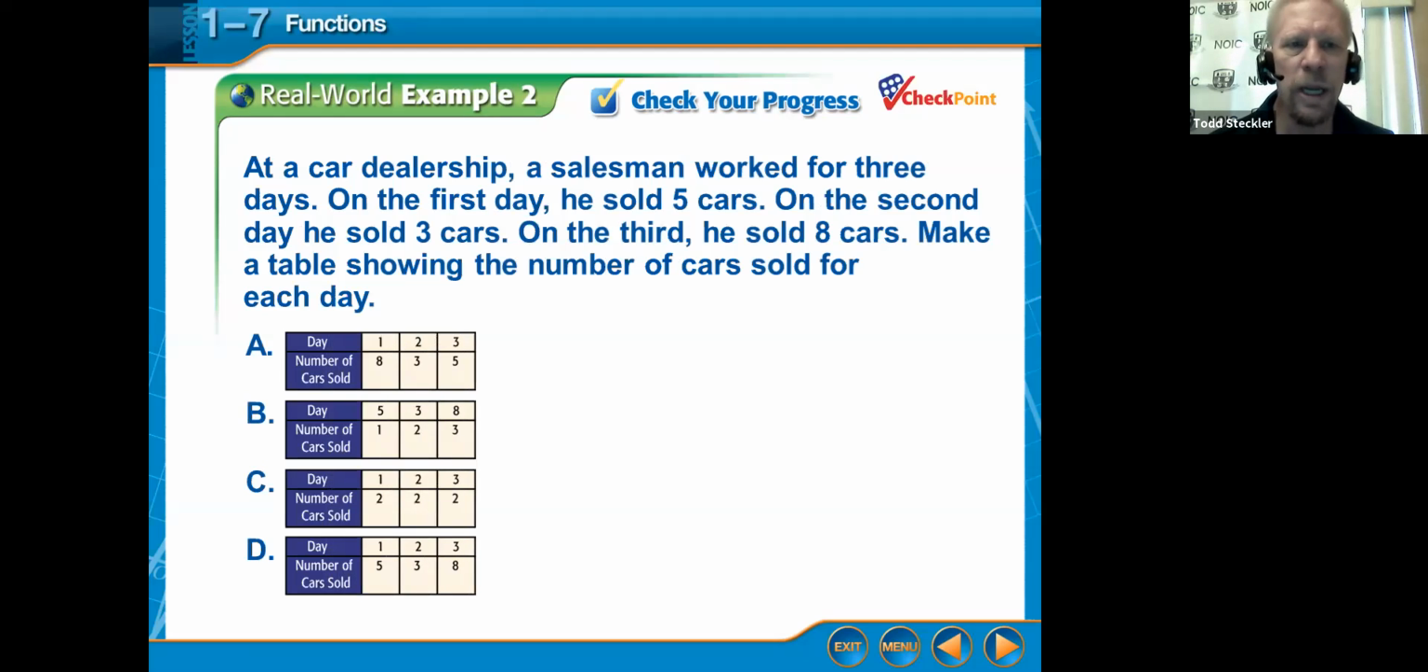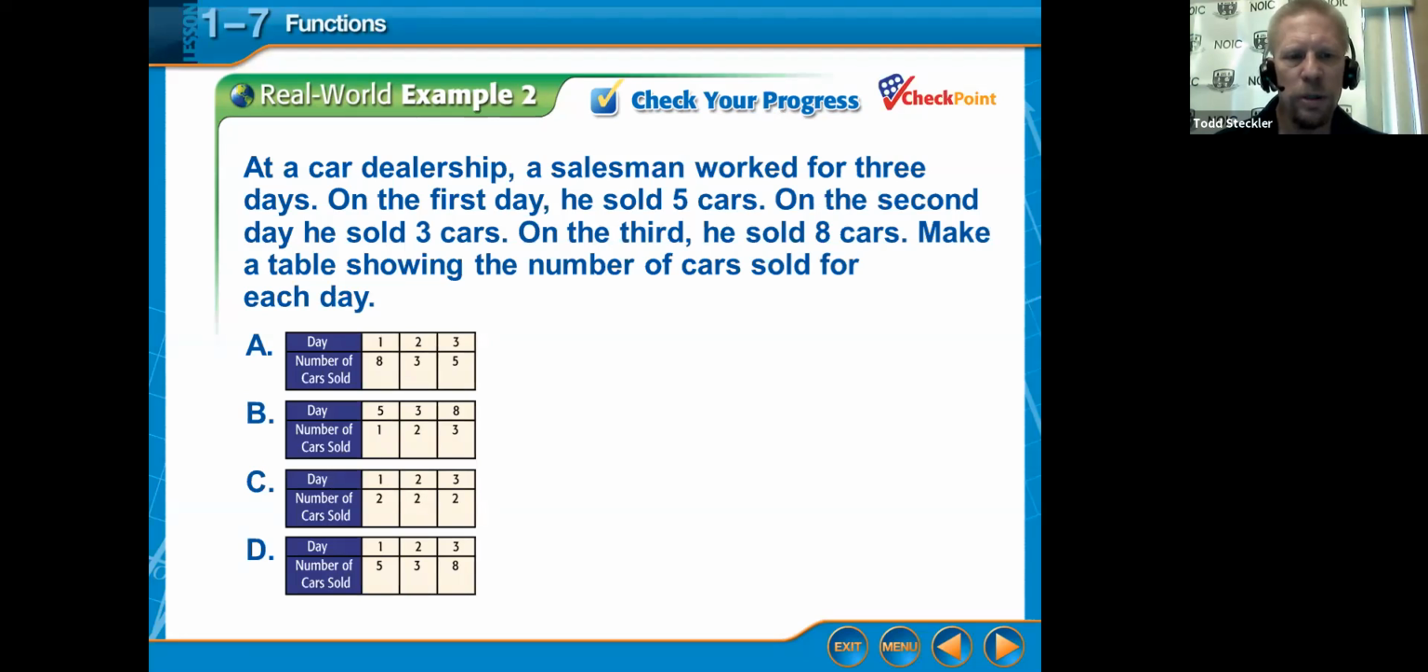Let's take a look at a word problem. At a car dealership, a salesman worked for 3 days. On the first day, he sold 5 cars. On the second day, he sold 3 cars. And on the third day, he sold 8 cars. Make a table showing the number of cars sold for each day.